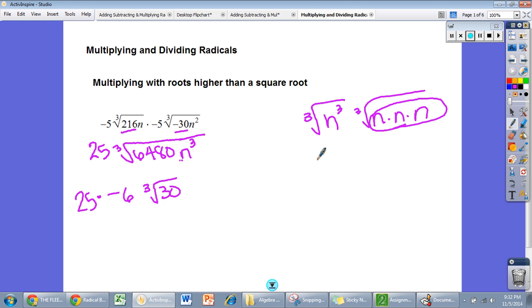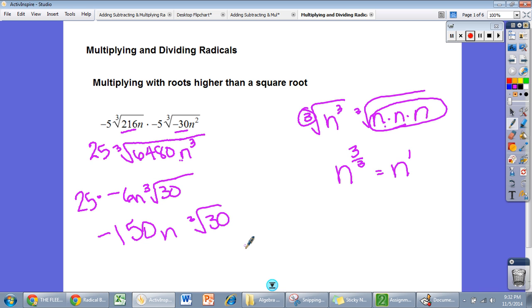The other way I told you to simplify your variables with exponents is n to the third power, and the index in the ditch becomes the denominator. 3 divided by 3 is n to the first, just like we could only pull out one n when we made a triple. So we're going to pull out also an n with no n remainder. Now our job is to multiply 25 times a -6, and we're going to get a -150 n cube root of 30, because a cube root of 30 cannot be simplified any further, and this would be our answer.